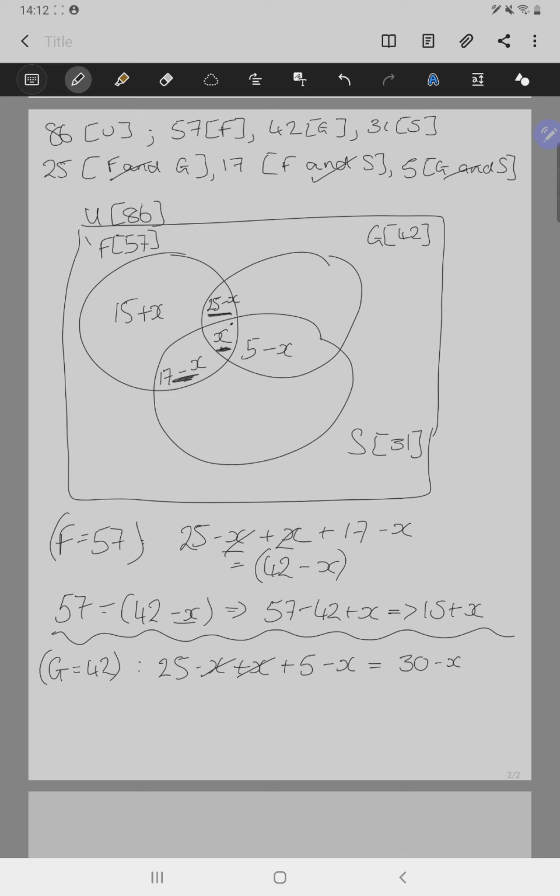To find what's in the part in the set by itself, we subtract what we found from the total of that set. So that will give you 42 minus 30, and minus times minus x is plus x. So that will give you 12 plus x. And that goes up here.